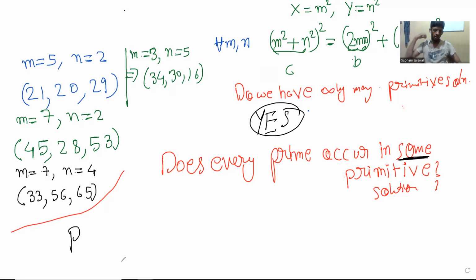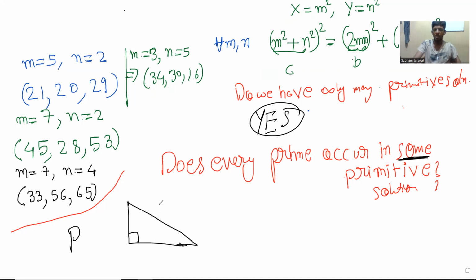Yes, Aparna? Right. There may be some primitive solution where none of the sides is a prime. That's fine. But among those which have primes, do we get all primes somehow? Or asked in this way: given any P, can you make a right angle triangle with that P as a side? That is a different question. That is the question.